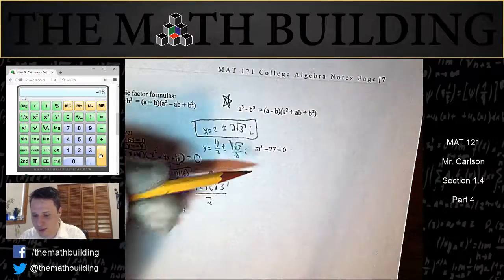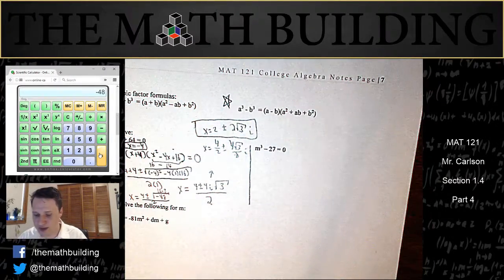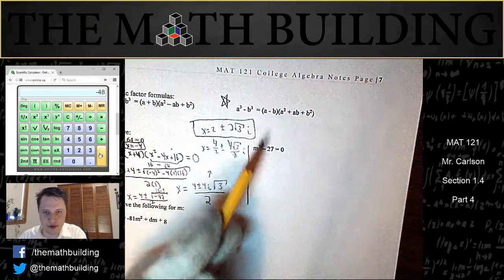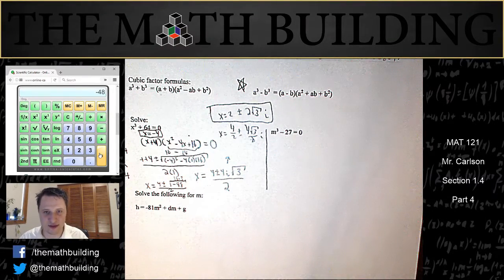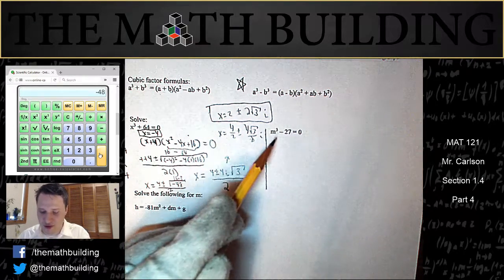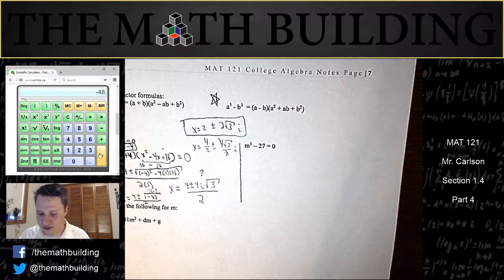See if you can do this problem on your own before I help you with it. You're going to use this formula up here because it's a minus sign. So m to the 3 minus 27. See if you can get it. All right, I hope you've taken your best shot at it. So see if you can get the answers. We're going to get 3 answers.